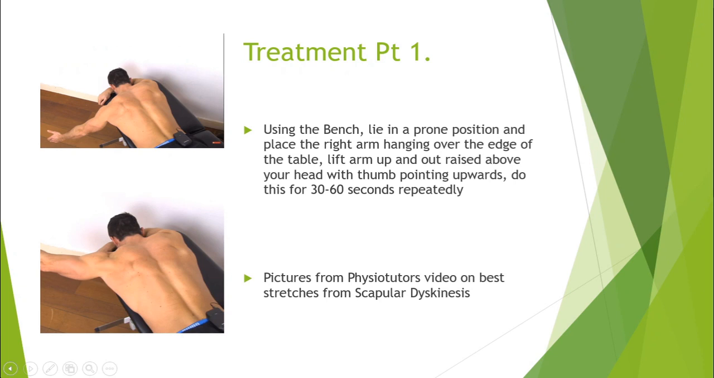So this patient will need a treatment plan, and I am going to describe 4 of them. Using the bench, lie in a prone position and place the right arm hanging over the edge of the table. Lift your arm up and out and raise it above your head with your thumb pointing upwards. Do this for 30 to 60 seconds repeatedly. And here on the left I have some pictures describing.